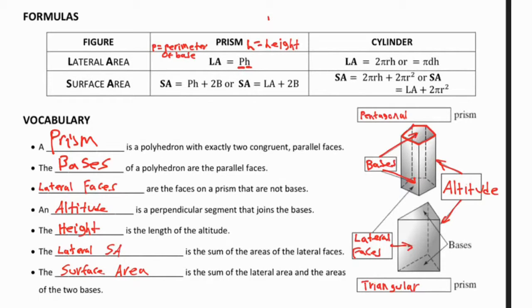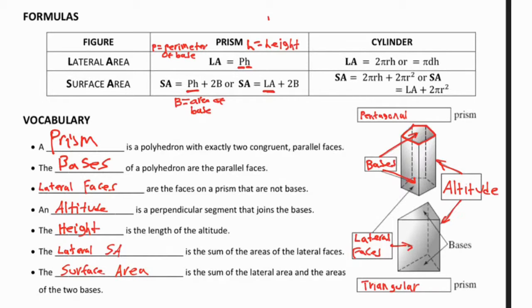So surface area, if we look here, surface area is equal to pH, which is the same thing as lateral area. So whatever you get for lateral area, you can plug it right here into these two segments here. And then we're going to add 2 times capital B. And what I want y'all to know is capital B is going to be equal to the area of the base.